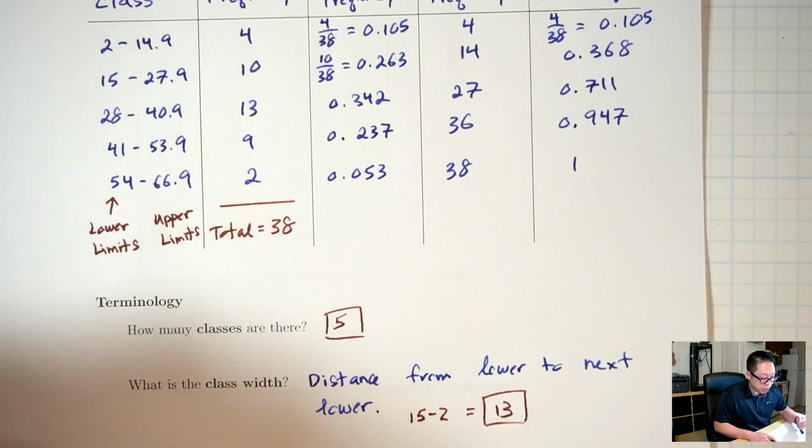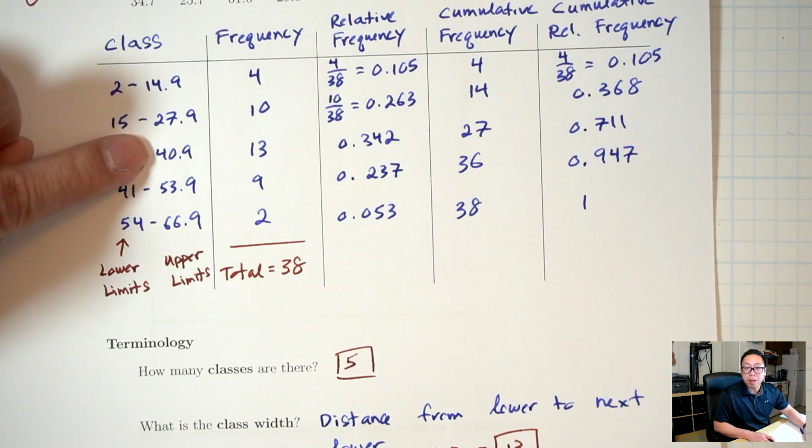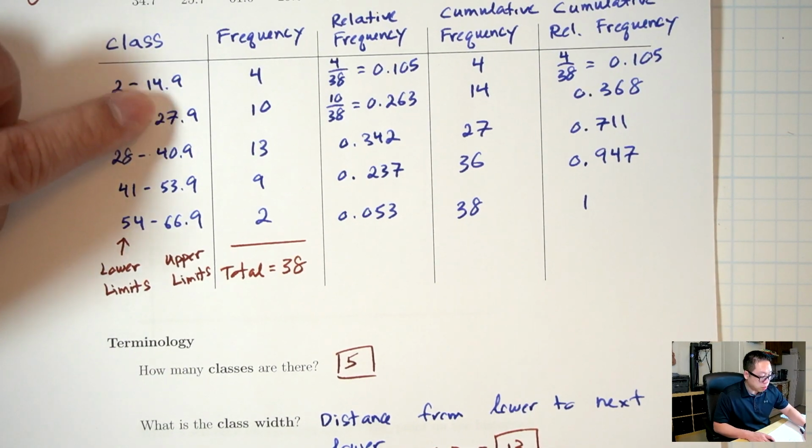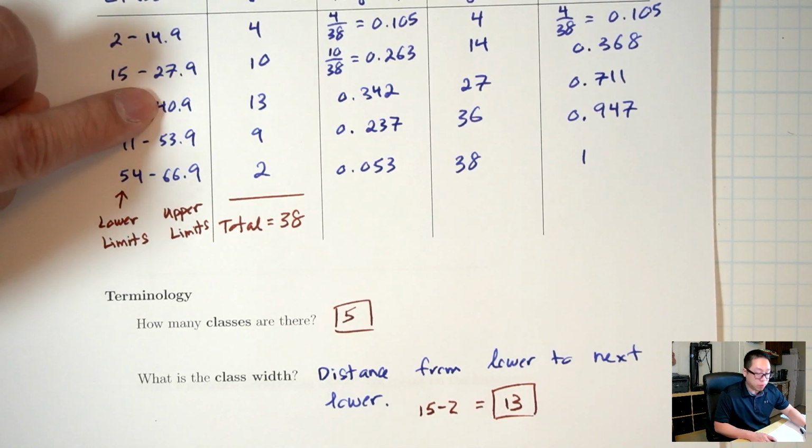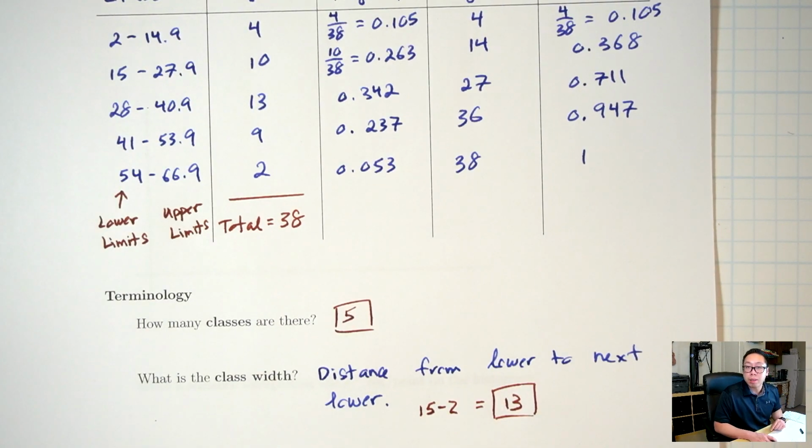Same thing for the uppers actually. The uppers are all going up by 13. If you check 14.9 to 27.9, that's going up by 13. 27.9 to 40.9, that's going up by 13.